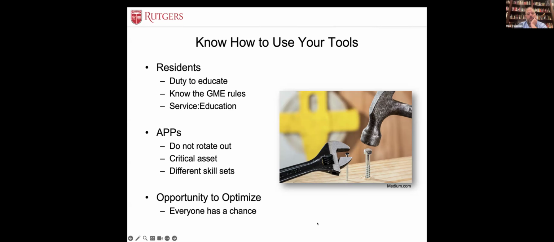So, you really have to think about this from a standpoint of optimizing your resources, optimizing your tools. And regardless of what practice model you have, you have the opportunity to optimize. And I would argue that's one of the most important things.